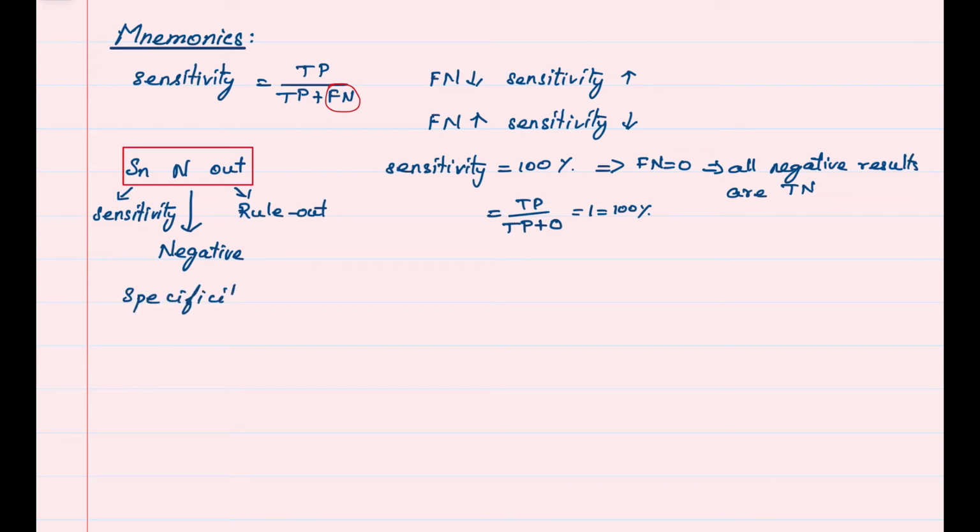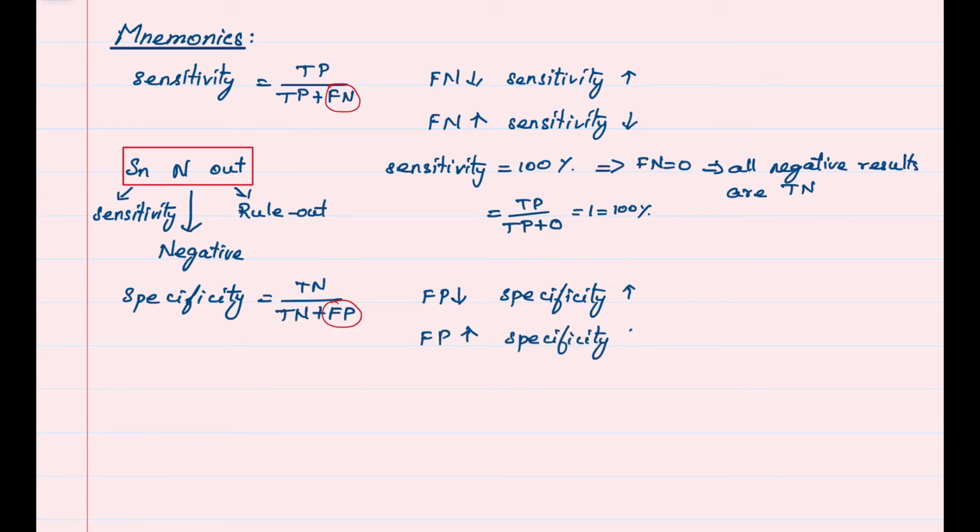Similarly, the specificity formula is TN upon TN plus FP. If FP decreases, specificity increases, and if FP increases, specificity decreases. The mnemonic used for specificity is SPIN. SP, P, in. SP stands for specificity and P is for positive result and in for rule in the disease.